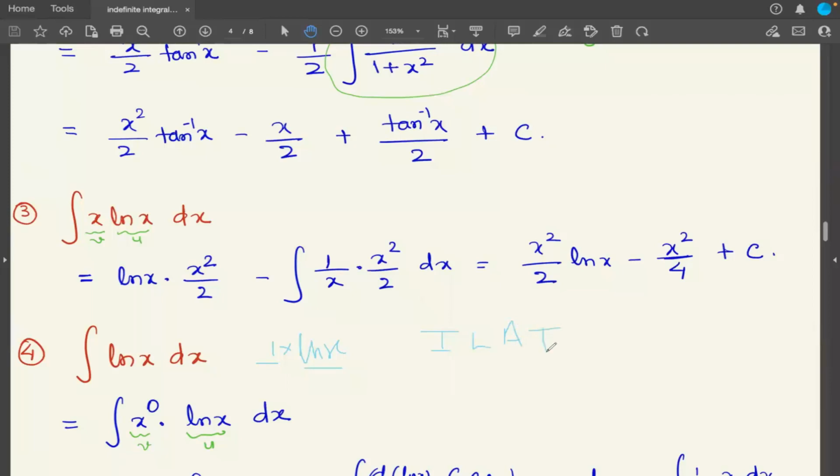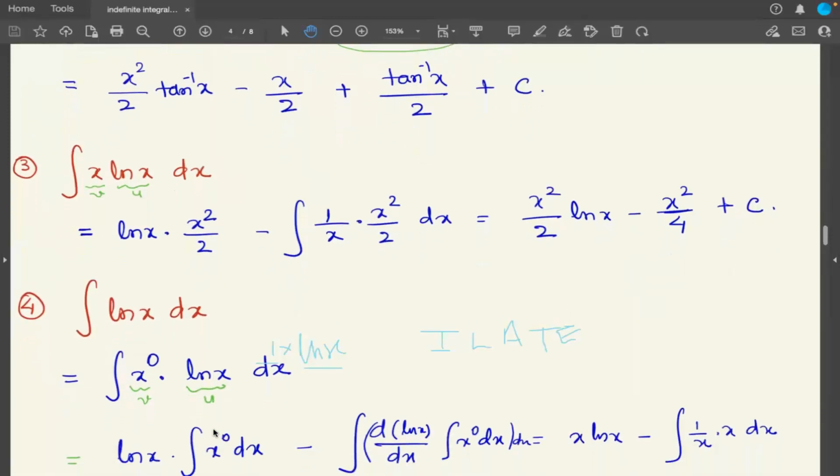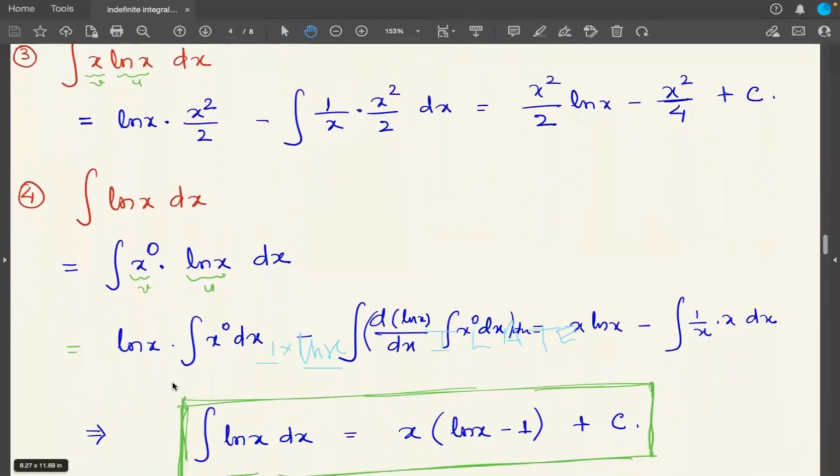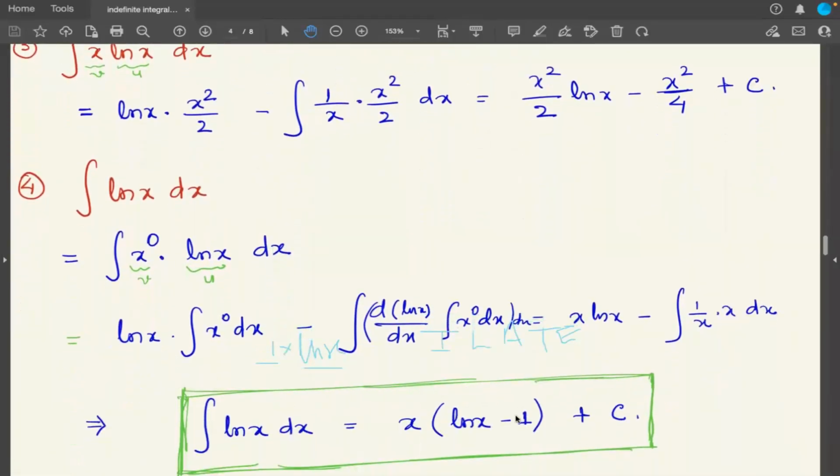Logarithmic come first, then exponential. There is some exponent form, algebraic form. This is our algebraic form. We convert this function into algebraic and logarithmic, which is given. So we have to just apply the first we have to figure it out which is u, which is logarithmic is u, and then we have to apply the by part. So we get the favorable result, which is x ln x minus x plus c.